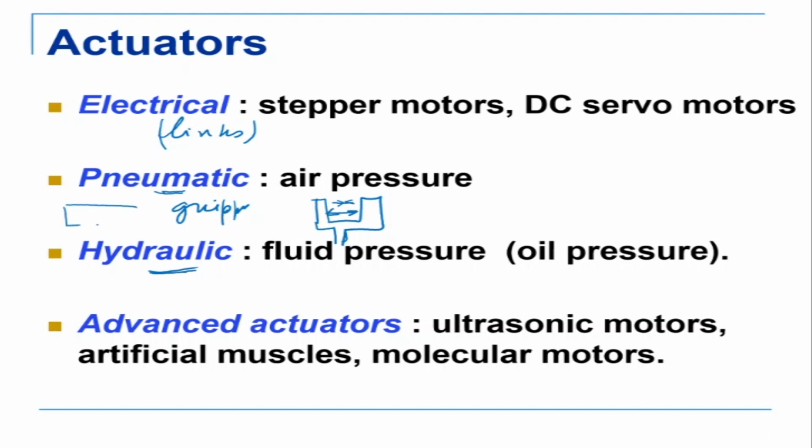In a piston cylinder mechanism, there's a piston and a cylinder, and these are two sides. When air goes in from this side, it pushes the piston on this side. When the air comes out from here, and air goes in from here, it'll push the piston backwards. Similarly, in hydraulic also, the motion is exactly that way. The fourth is what we call advanced actuators. They are basically ultrasonic motors, artificial muscles, molecular motors.